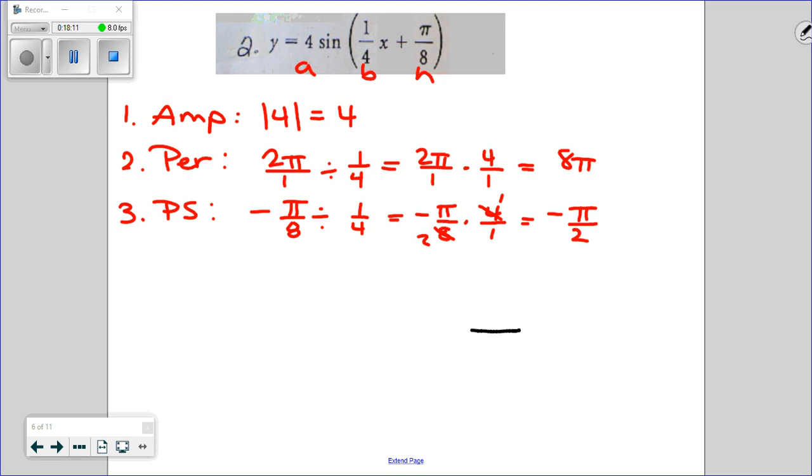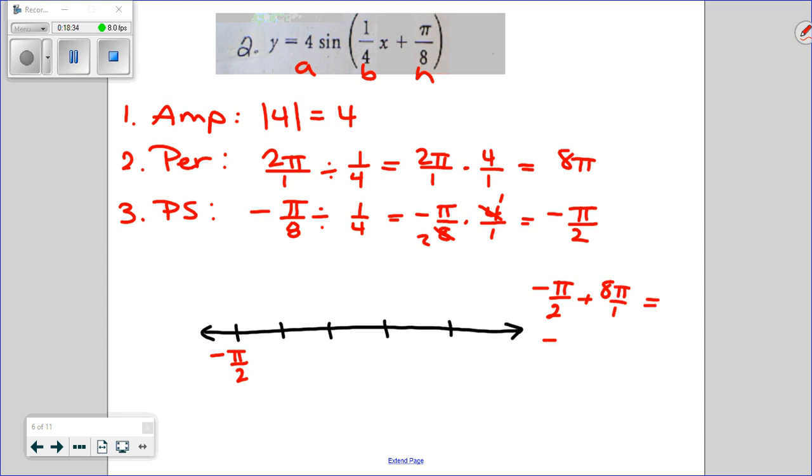Okay, start with your x-axis. You need 5 tick marks or points. You label the first one with your phase shift. You label the last one with your phase shift plus your period. Now, because we're adding, we do need a common denominator, so we'll multiply by 2 top and bottom, and 8 pi over 1 will become 16 pi over 2. Add your numerator, and we get 15 pi over 2.